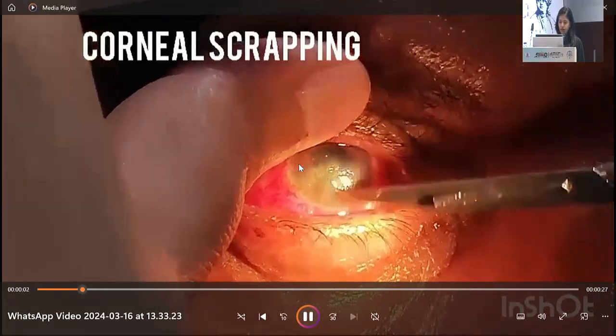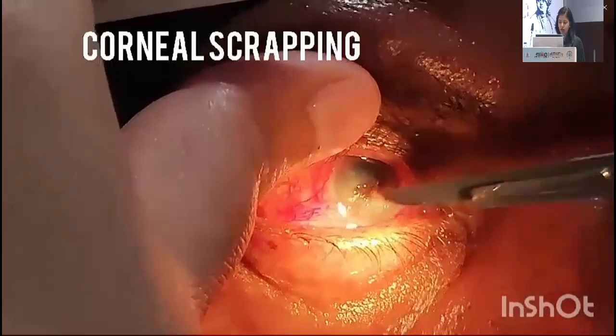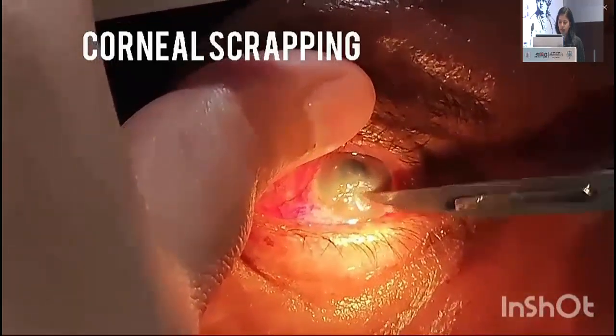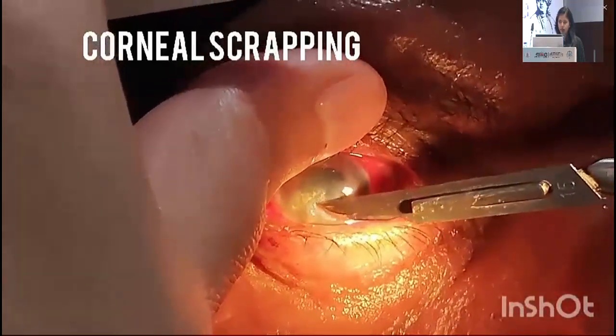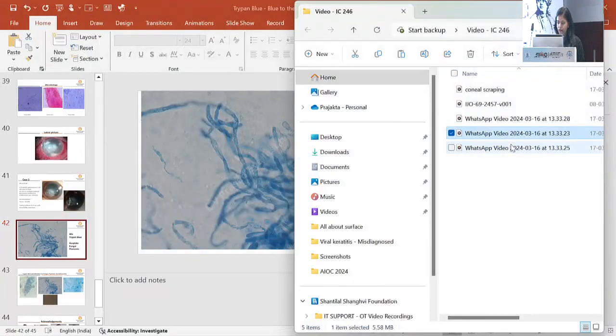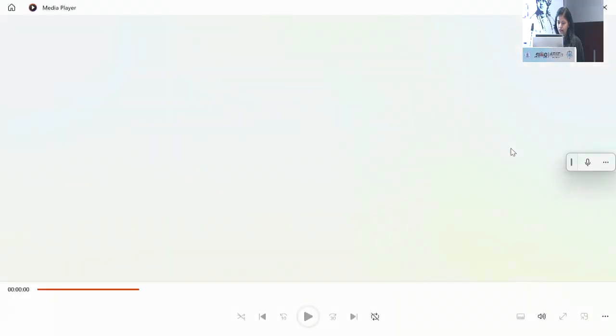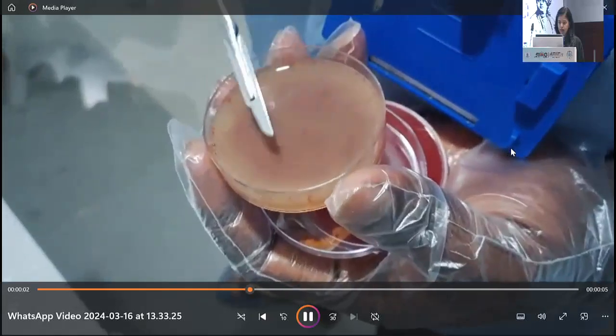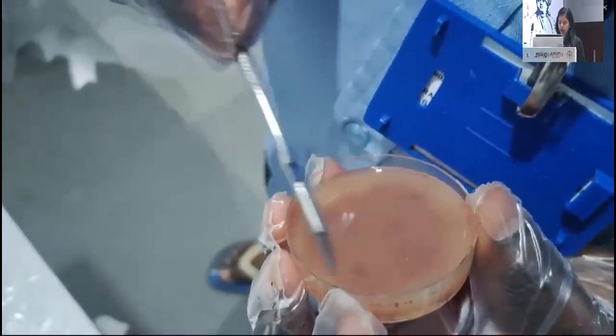And this is a demonstration of corneal scraping, how it is taken at the edges and the base of the ulcer. It is better to do it unidirectionally to avoid some loss of material. And this is a C-streak demonstration in any kind of agar plate.